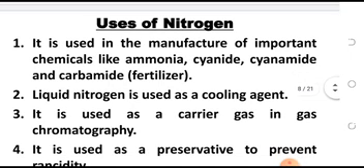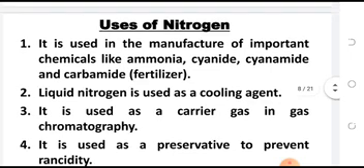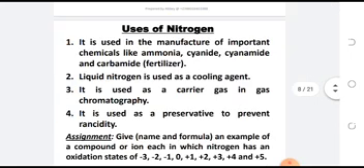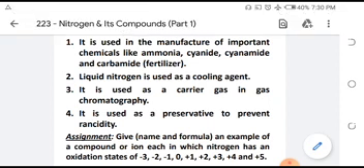So what about the uses? If nitrogen is of no use, then why study it? It is used for making some important chemicals like ammonia, cyanide, cyanamide, and carbamide. Carbamide is even a fertilizer. So nitrogen is used for making these important chemicals. It is used as a cooling agent, as a carrier gas in gas chromatography, and it is also used as a preservative to prevent rancidity.